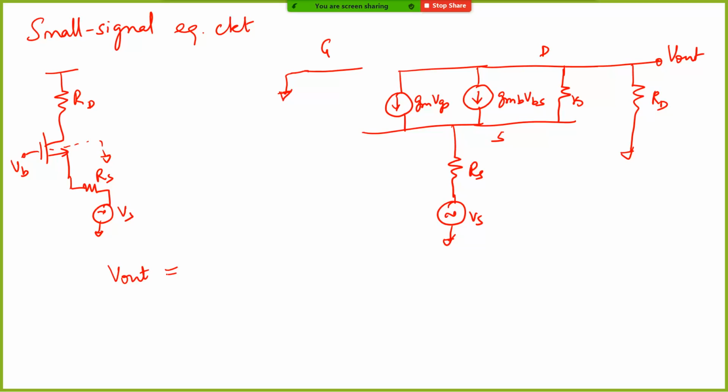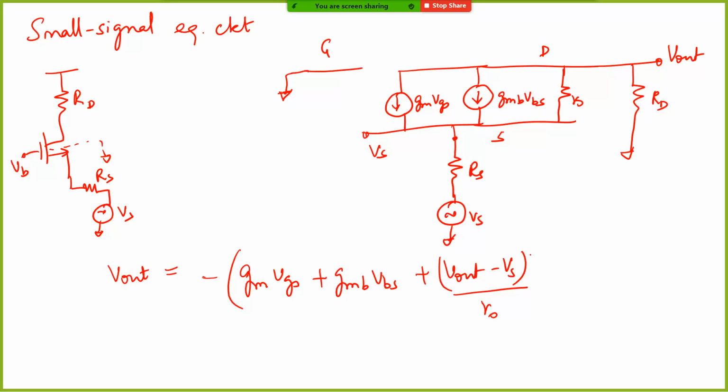V out is nothing but, let's call this node Vs. The voltage at this node is Vs. And so let's write the equations. So what is the thing? It is minus GM plus GMB VBS plus (V out minus Vs) times 1 by R naught. So all these three currents are being drawn out. This into RD is your V out.